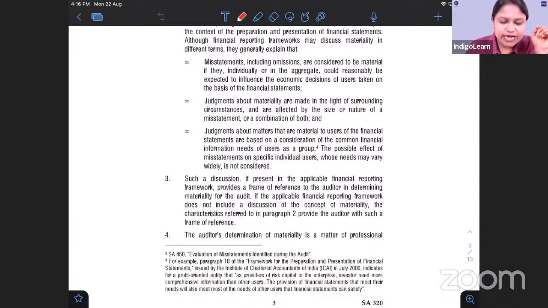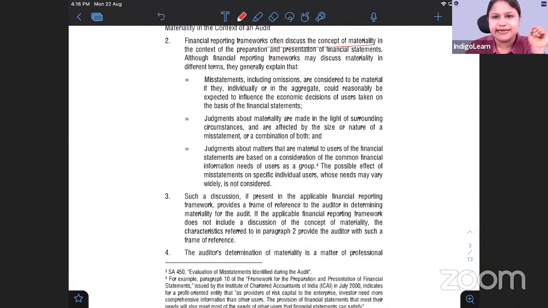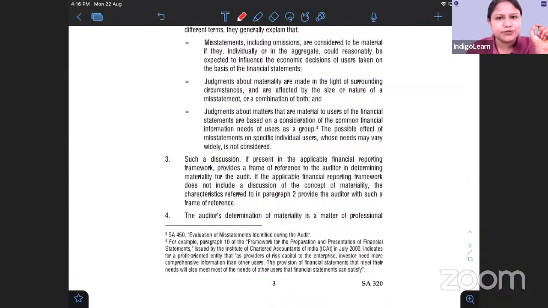First, they say that the financial reporting framework often discusses the concept of materiality. So the financial reporting framework usually gives us an understanding that this is the concept of materiality. These are the items which we consider to be material. But suppose the financial reporting framework does not discuss the concept of materiality, then what do we do? These are the general things which the auditor will keep in his mind to decide what amount he will consider to be material. First, misstatements including omissions are considered to be material if they individually or in aggregate could reasonably be expected to influence the economic decision of the user. Economic decision as in the business decisions or the important decisions of the users.